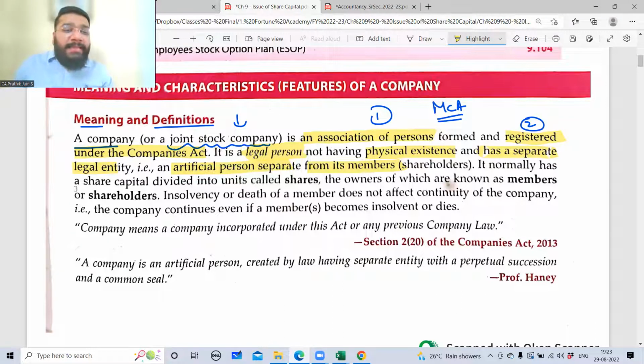It normally has a share capital divided into units called shares. Now, a lot of people have a lot of curiosity. So what is shares? Who are shareholders? What do you mean by members? So let's quickly have a look at it.